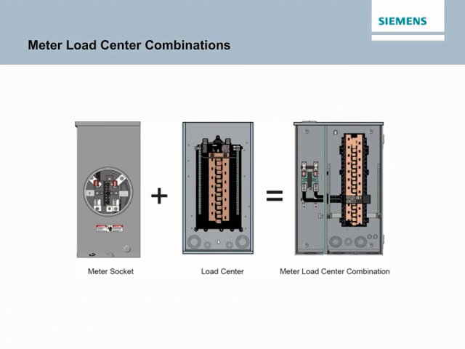A meter load center combination is a meter socket combined with a main breaker and load center. However, when only 6 or fewer branch circuits are needed, the National Electric Code does not require a main breaker. Meter load center combinations are gaining in popularity because having the meter socket, main breaker, and load center in one location allows contractors to save on labor and material.